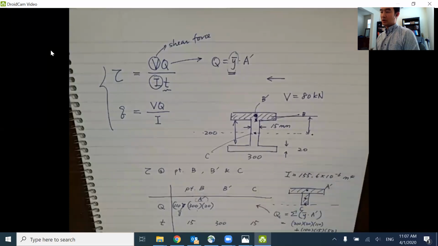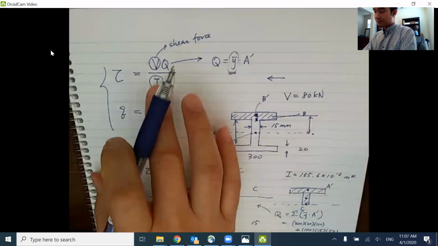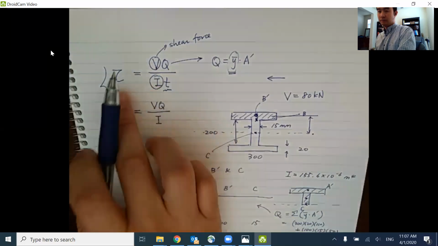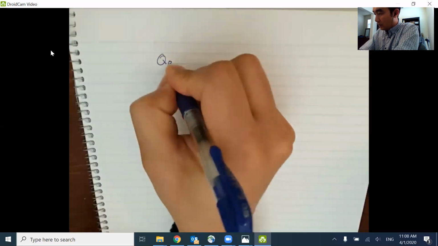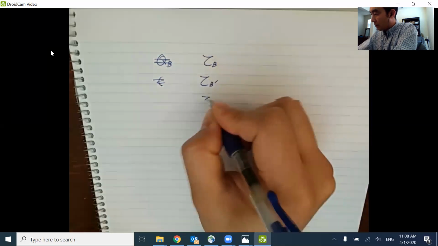The remaining steps are all available in the textbook solution. So you can find the values for Q and T, and substitute them into this equation to find tau at each location. Let me skip those steps. And let's say, what if we figure out, oh no, not QB, tau at B prime, and tau at C.